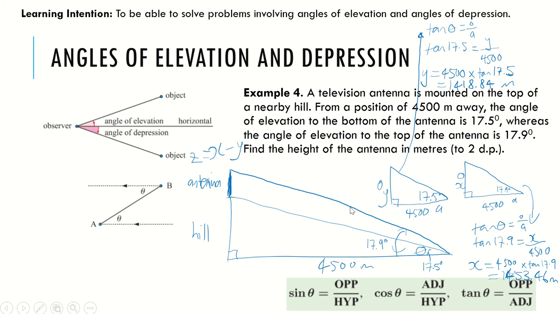So now to find the height of the antenna, we're going to do the large number, which is the 1453.46, subtract the small one, which is 1418.84. And if we type that in, 1453.46 subtract 1418.84, we'll get 34.62 meters.